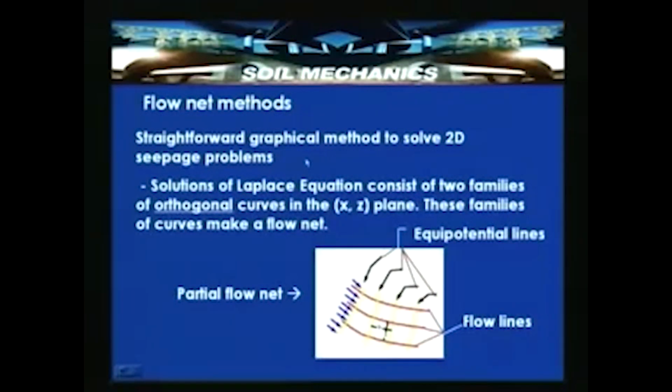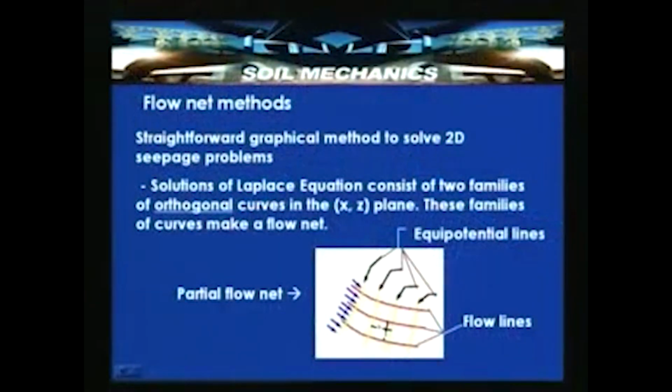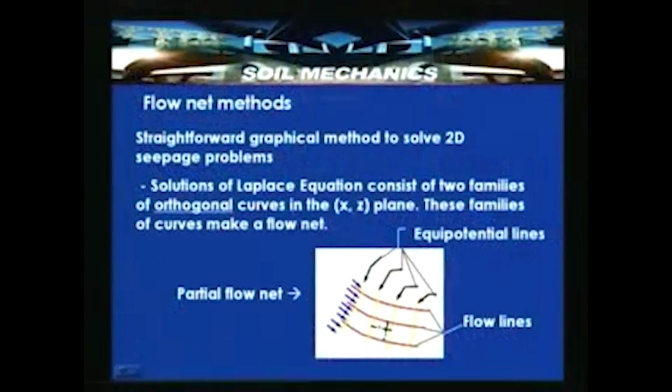As we mentioned earlier, the flow net method is a straightforward graphical method to solve two-dimensional seepage problems. Solutions of the Laplace equation consist of two families of orthogonal curves in the xz plane, where x is the horizontal distance and z is the depth. So what we are considering is the two-dimensional problem, and these families of curves make a flow net.